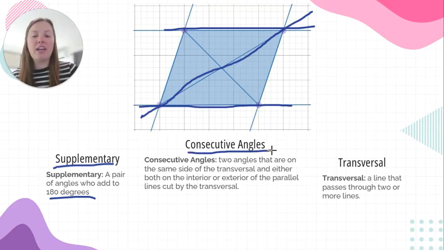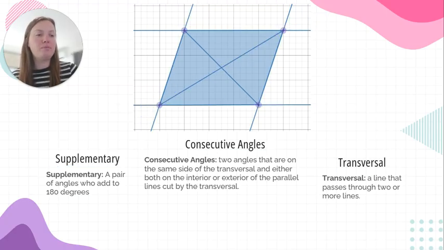And consecutive angles are two angles that are on the same side of the transversal. So interior, consecutive, interior, right? We would be working with this angle here and this angle, or consecutive, not that angle there. We'd be working with this angle here. Consecutive, same side of the transversal.